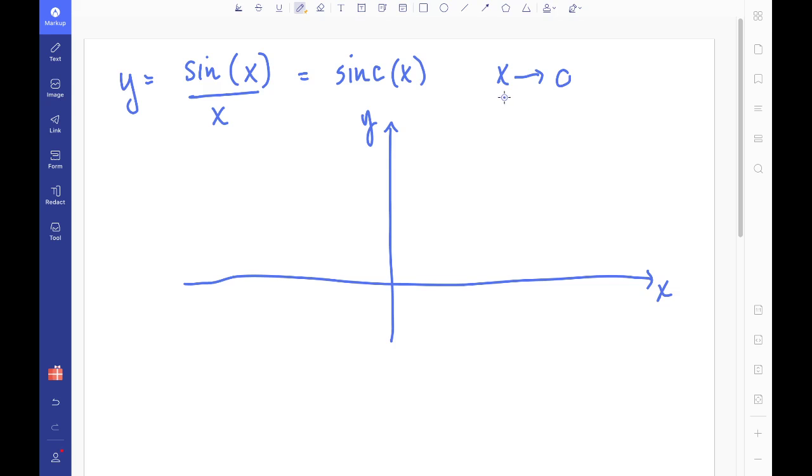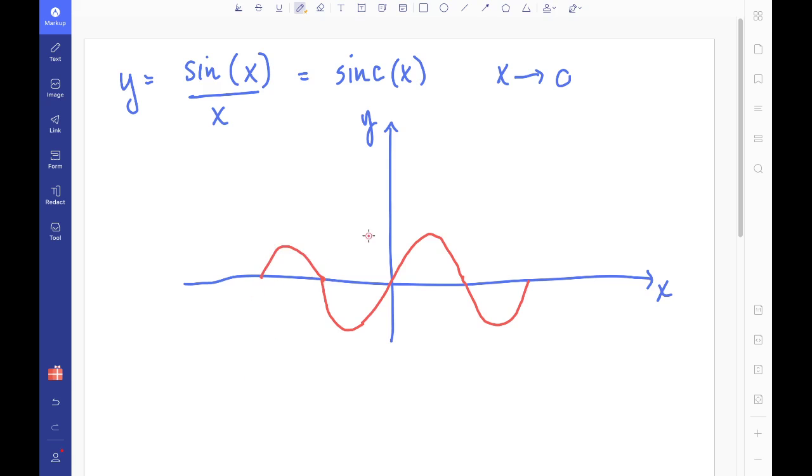So I didn't say what happens when x is 0. I said what happens when x tends to 0. So thinking about this equation, you should know that sine x looks... okay, I'll draw it on here in a different color, in red maybe. You should know that sine x looks like this. And we're talking about radians here. Usually you'll get this question in radians. And it repeats like this.